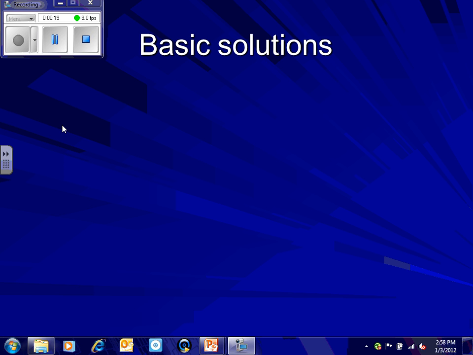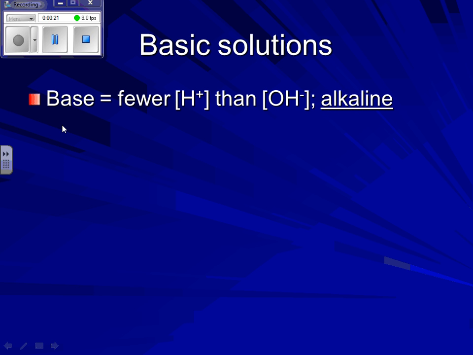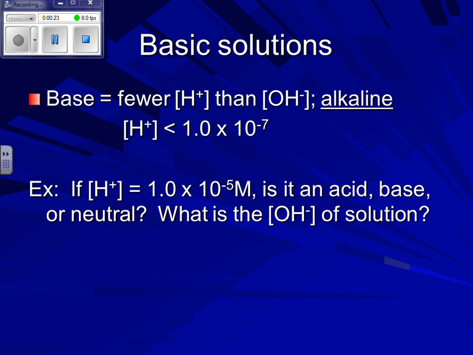If we take a look at an example like this, where we've got a certain number of hydrogen ions, and I want to just know if that substance is going to be acid or base. Okay, we know that an alkaline substance, a basic substance, is something that has a hydrogen ion concentration less than 1.0 times 10 to the negative 7. Essentially that's saying that we have fewer hydrogen ions than we do hydroxide ions. That would be a base.